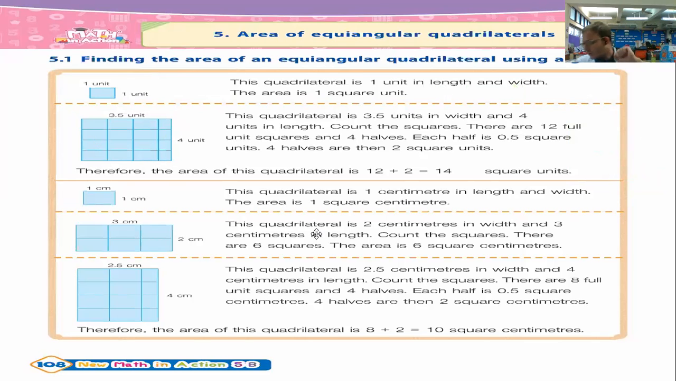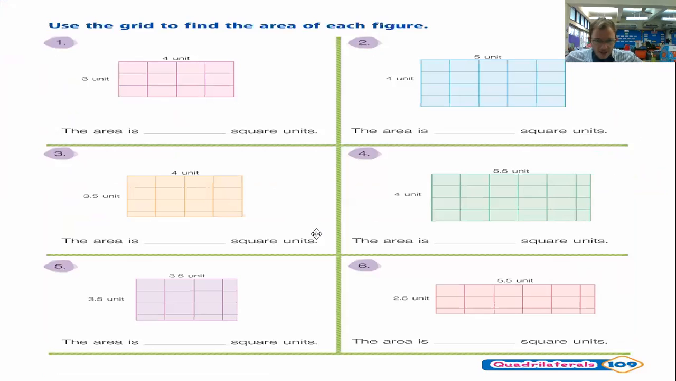But while we have to do the grid, let's spend a few minutes on these 6 questions. If we get all of them correct, we can finish up. Okay. So we have 6 questions here. We have to write the square units.